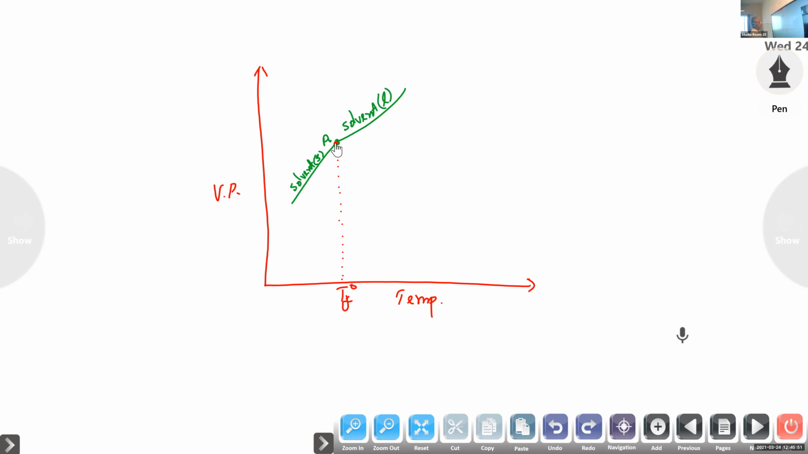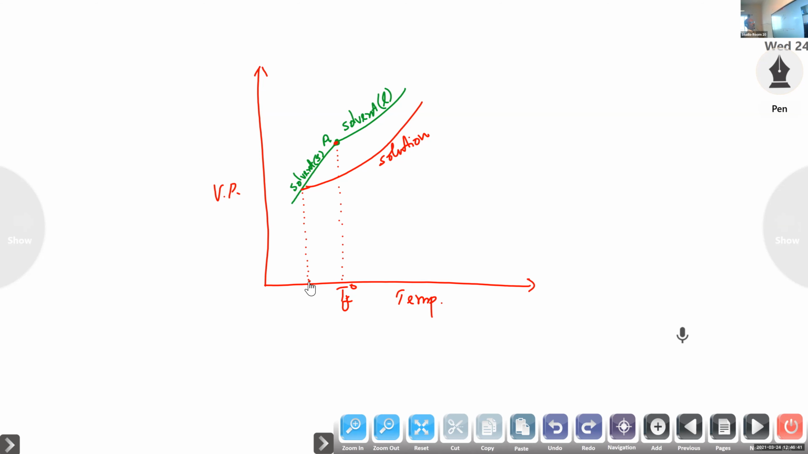Okay. Now you draw the curve for the solution. The solution is having lower vapor pressure. So the curve will be like this. This is for the solution, that is the solution curve. And at this point, what happens? Corresponding to this temperature, the solution begins to freeze. Solution begins to freeze means the solvent begins to freeze. Only the solvent is freezing.